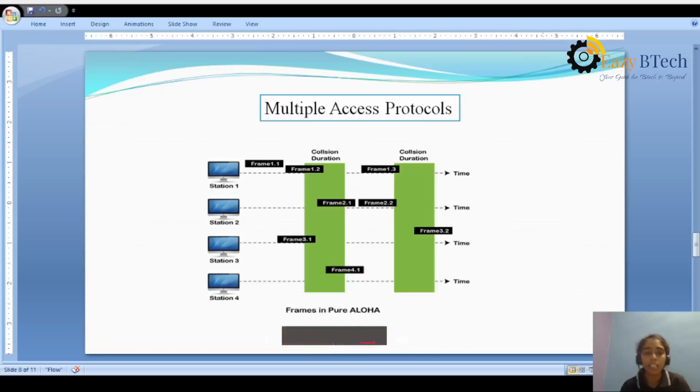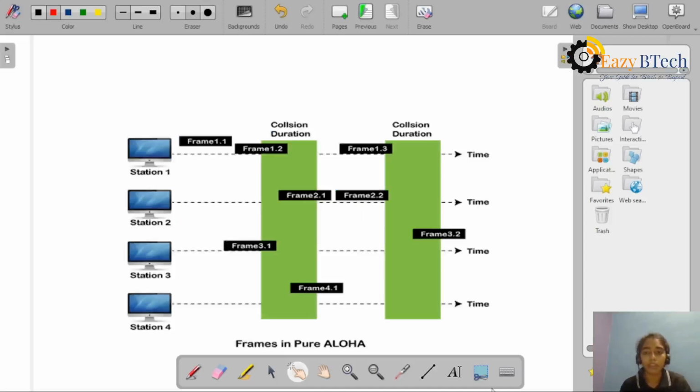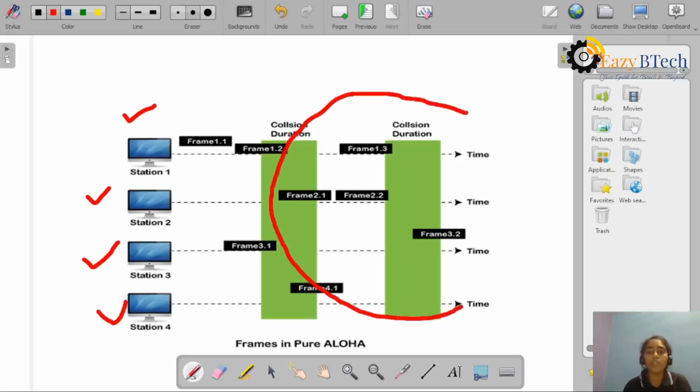See, this is an actual diagram in Big Banana. I'll show you. So I think it is visible. This is station 1, this is station 2, this is station 3, and this is station 4. Here one channel is being used. Station 1 sends frame 1.1. First it sends frames 1.3, 1.2, 1.1, and frame 2.1. A number of users are sending frames at a time. See, these are the frames.